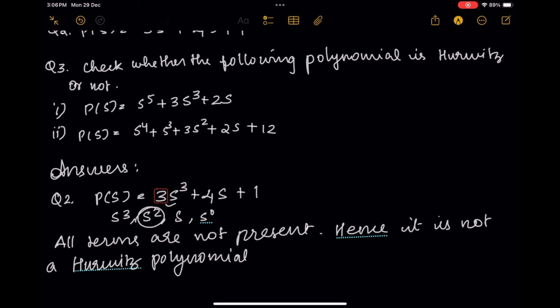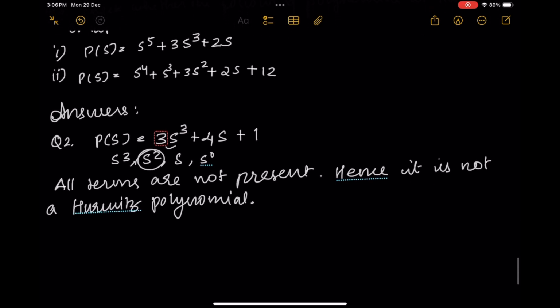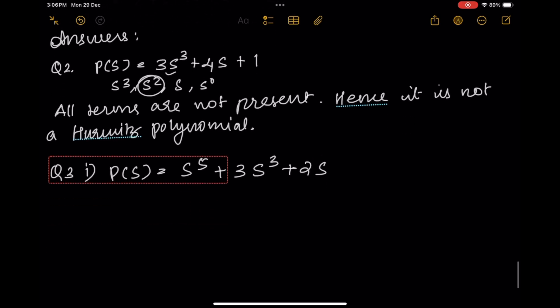So now the first question is done. Then we'll move on to our next question, that is check whether the following polynomial is Hurwitz or not. We'll write the first question, that is P of s is equal to s raised to 5 plus 3s cube plus 2s. We'll solve this.